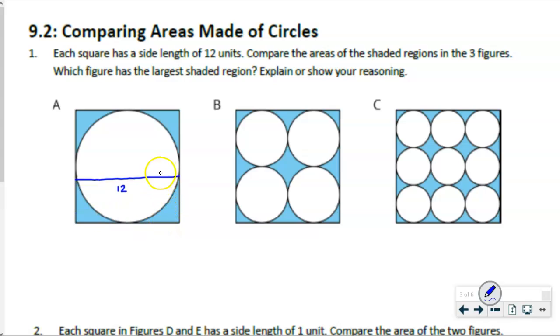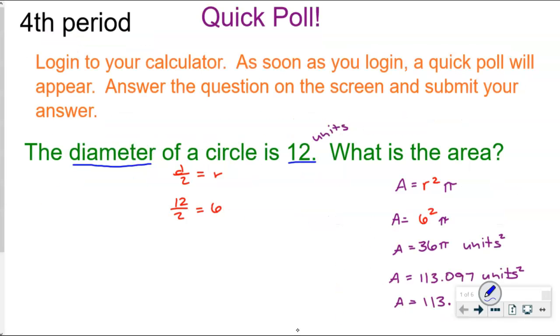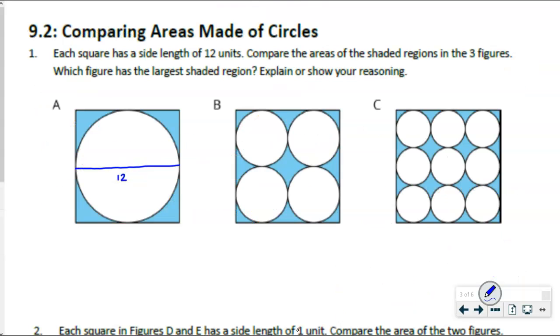If this side length is 12, what does that really mean? Look at when I move that side length up into the middle of the circle. What measurement am I giving you? Liv. The diameter. Hey, that looks really familiar, doesn't it? The diameter of a circle is 12. Here we have a diameter of a circle is 12 units.